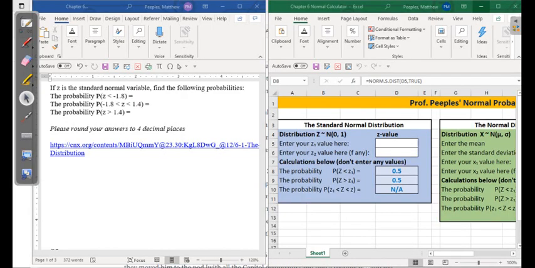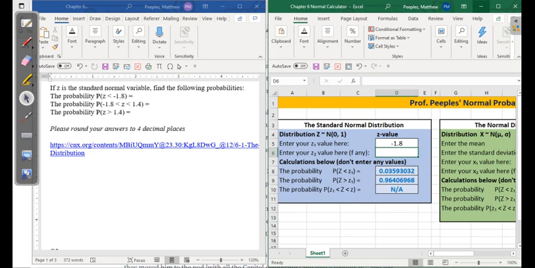So here it is. In this case, I'm using the standard normal distribution table, which is the first one up. And it asks for the probability that z is less than negative 1.8. So over here, in the calculator, we're going to enter a z1 value. Our z1 value, in this case, is negative 1.8. So you enter it with a minus sign, then 1.8, and then just go ahead and hit enter. And you can see that our first answer right here is that z is less than z1.